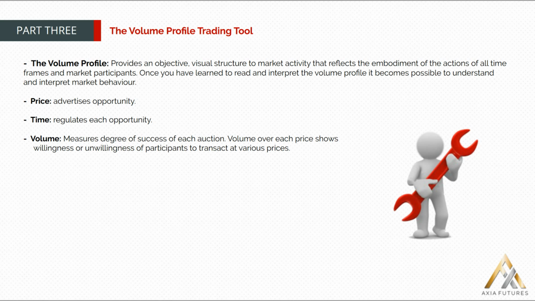Note, volume profiling is made up of 3 elements. The first is price. Price advertises opportunity. It's made up of time. Time regulates each one of these opportunities. And volume. Volume measures the degree of willingness, the degree of success of each auction. Volume over each price shows willingness or unwillingness of participants to transact at various prices. We'll talk more about this as we go through the volume profiling section.